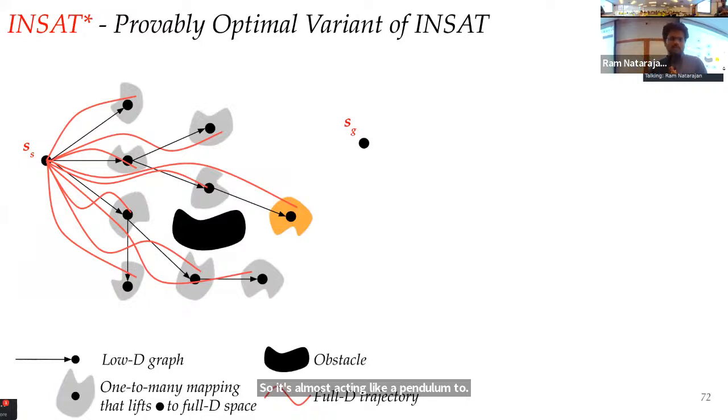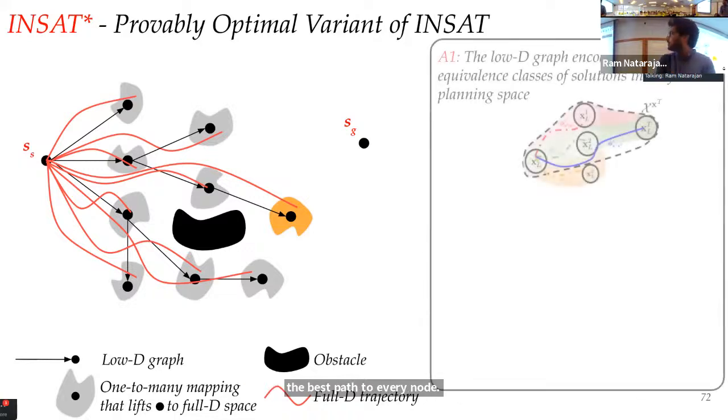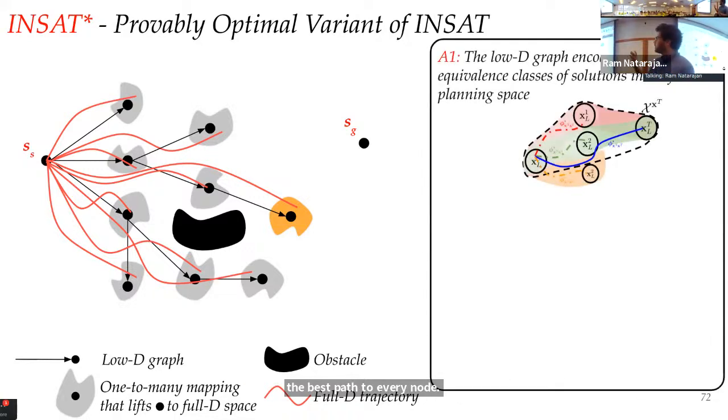Okay, so I'll go back to the running example that I was having. I was saying that in A*, you only keep track of the best path to every node. So I wanted to get back to that. I wanted to talk about the optimal extension of INSAT called INSAT star, and describe the conditions under which we can prove optimality.